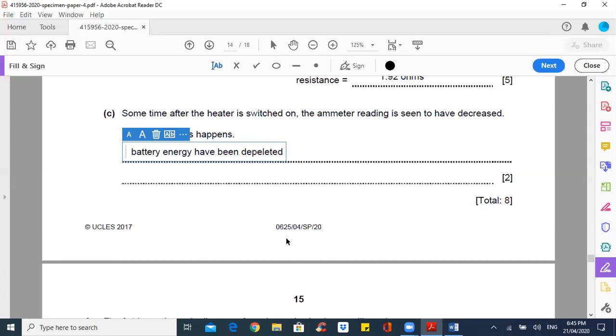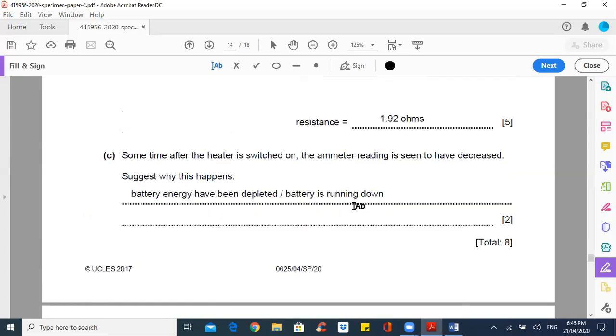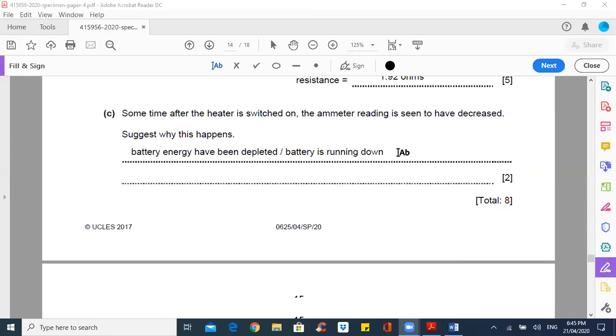Alright? Good, so the battery run down in other terms, or the battery is running down. Simple as that. So either one. So everybody okay with that so far? Nice. Moving on.